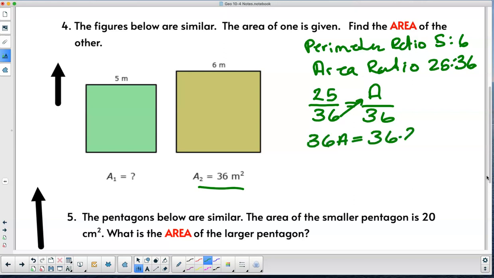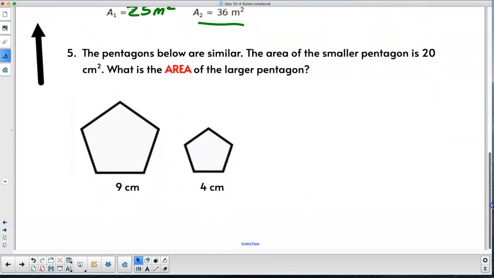Now we're going to multiply by 25. I divide by 36, and A is 25. So that's basically what we're doing on every one of those problems. So we know that A1 is 25 meters squared. All right.